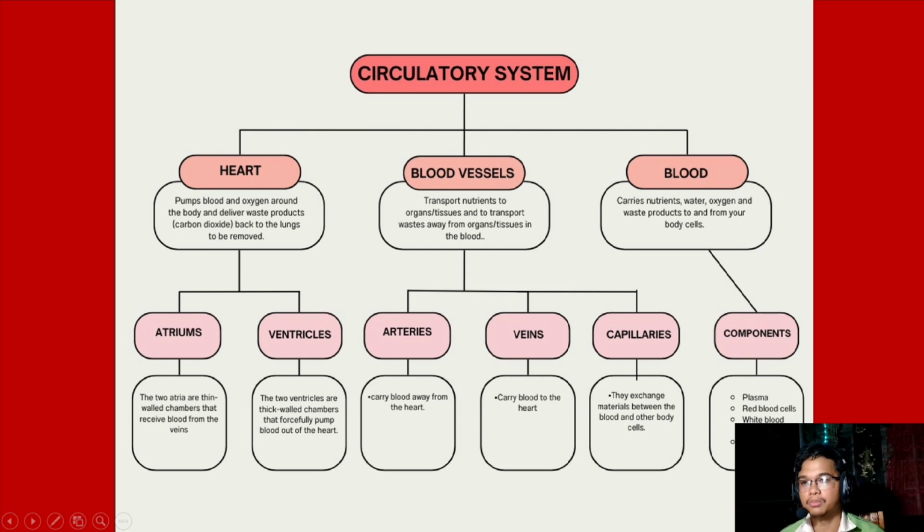Next we have the blood. It carries nutrients, water, oxygen, and waste products to and from your body cells. The main components of the blood are the plasma, red blood cells, white blood cells, and platelets.